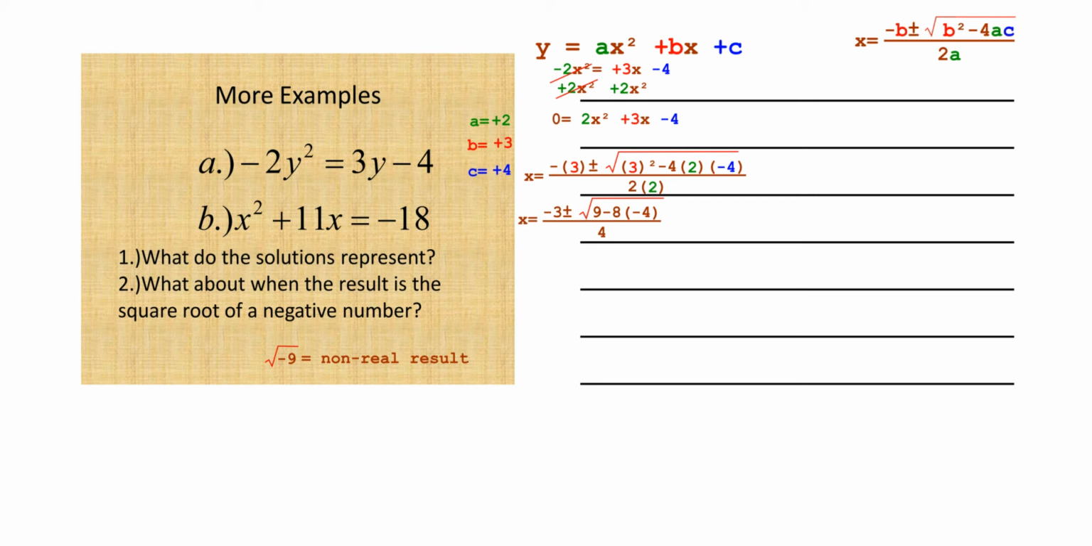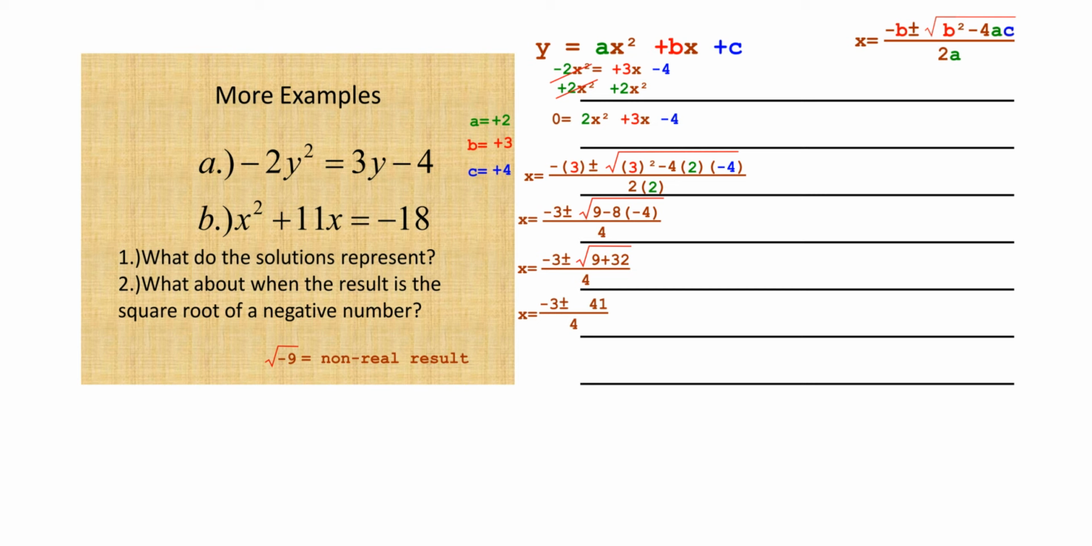Alright, now let's simplify in the next step. It's negative 8 times negative 4. 8 times 4 would be 32. Negative times a negative is a positive. And we still have the square root, right? So that's the only thing we simplify. The negative 8 times the negative 4 gives us positive 32.